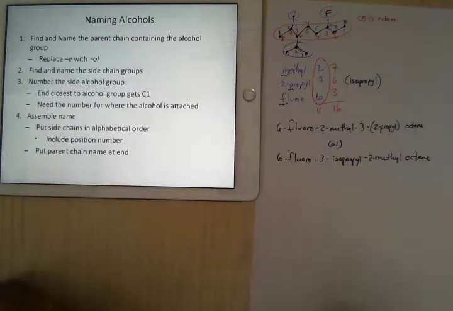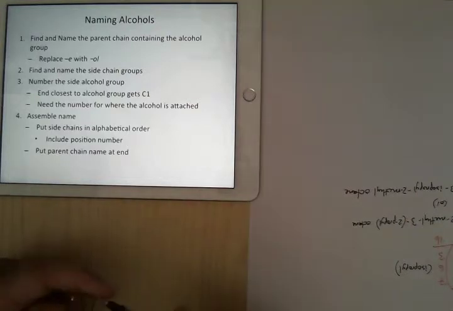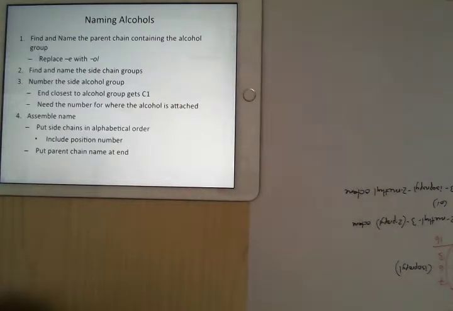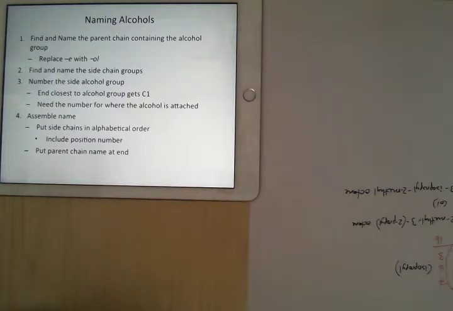Now, for naming an alcohol, to indicate this is an alcohol, you're going to use the -ol suffix. The parent chain needs to be the longest stretch of carbons that has the alcohol in it. So even if you can find a longer main carbon chain, if it doesn't have the alcohol in it, we can't use it. So it's the longest one that has the alcohol in it.